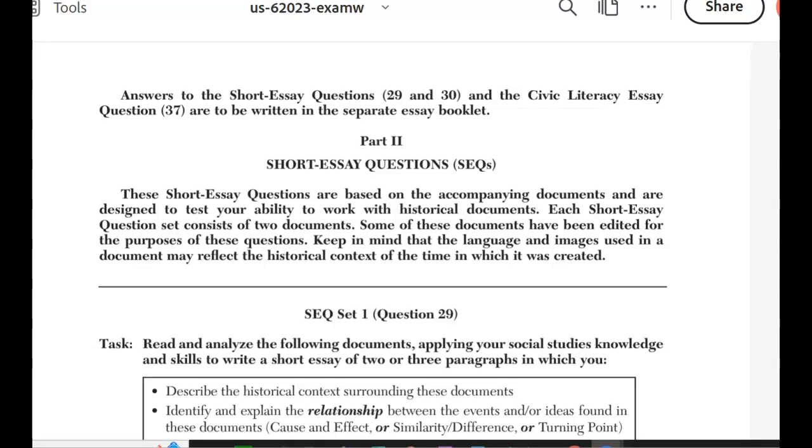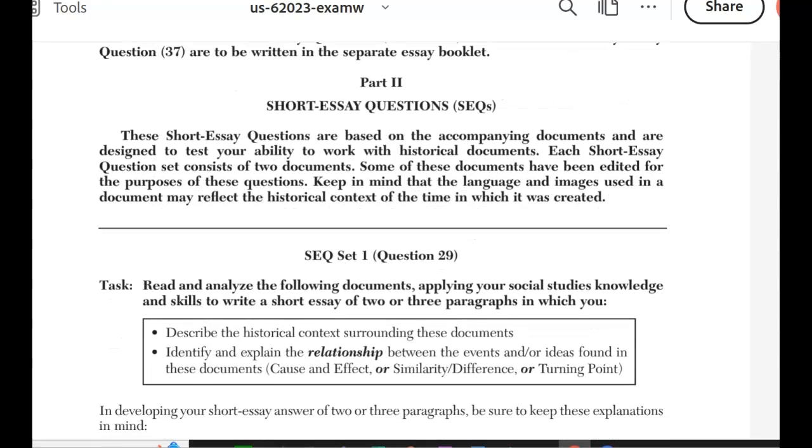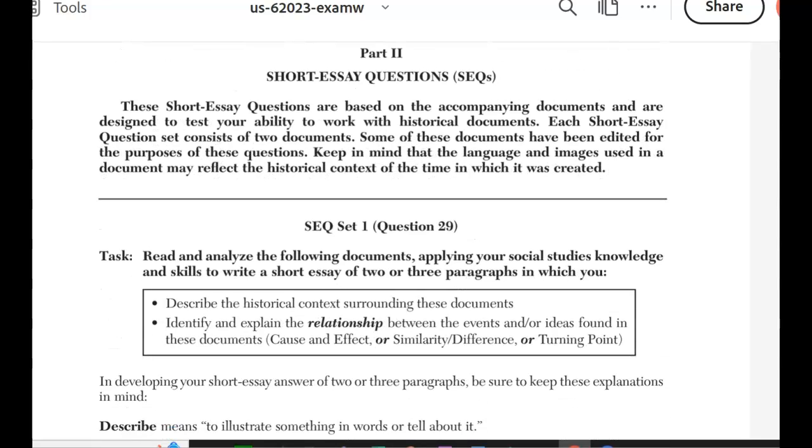Okay, we are continuing with the June 2023 U.S. History Regents exam, the new framework, the first of the new framework exams. Having gotten through the multiple choice, let's take a look now at the short essay questions. On the exam, there will be 2 short essays and 1 long essay.